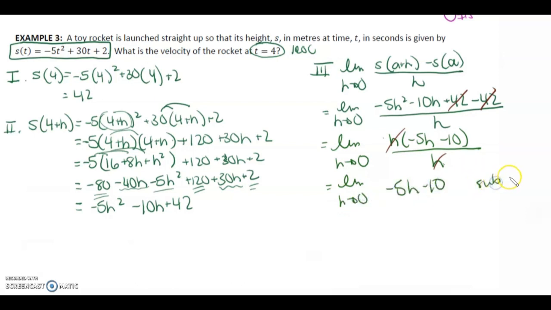Okay, at this point, we sub in h equals 0. We drop the limit, and we have negative 5 times 0 minus 10, and we get negative 10. So therefore, this is going to be negative 10 meters per second. But because this is talking about velocity, we have to think, can this be negative or does it have to be positive? Yes, with velocity, we can have a negative number because it's talking about speed and direction.